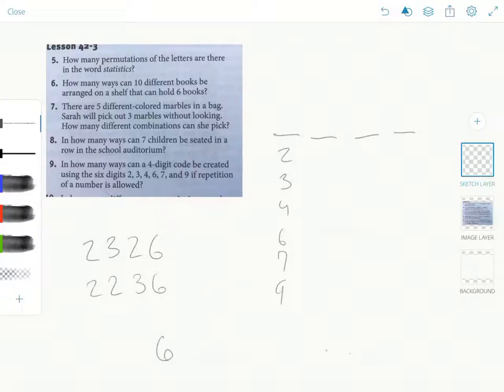So 6 possibilities raised to the power of 4 different digits in the code, and use a calculator to find out the total number of codes that you can create.